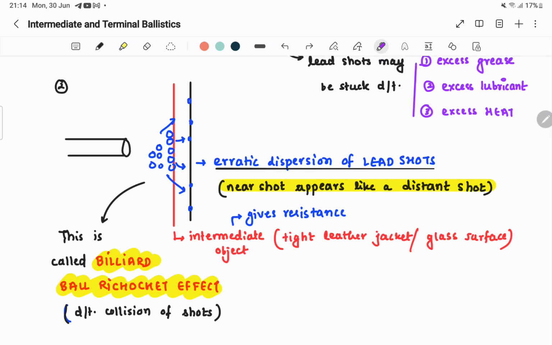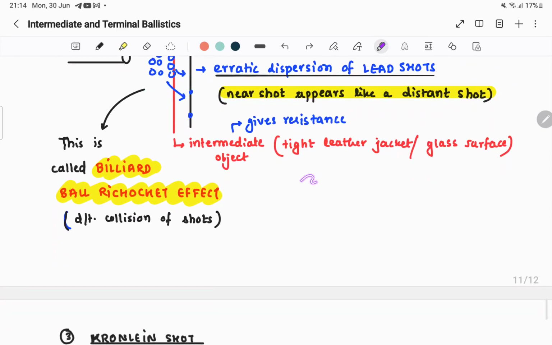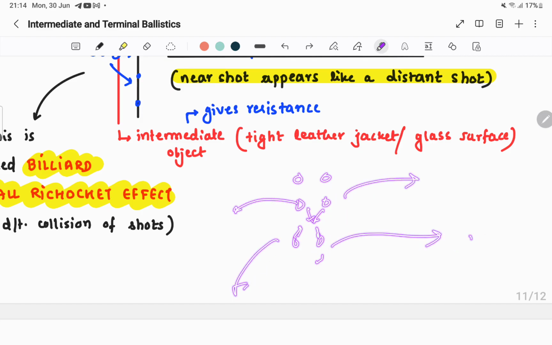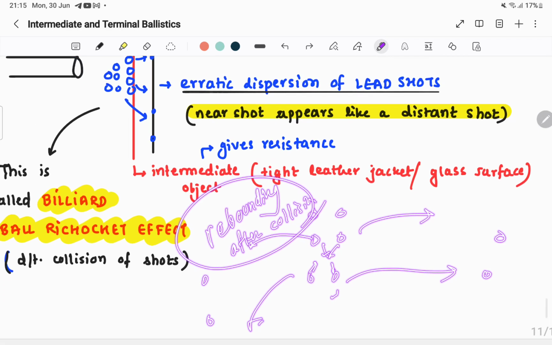This one is the billiard ball ricochet effect. Basically, this is a near shot appearing like a distant shot. So what is happening is, you must have seen billiard balls. Have you seen billiard balls? Due to this, when lead shots are fired, they may collide with themselves, and when they collide, they may rebound like this. So there is rebounding after collision.